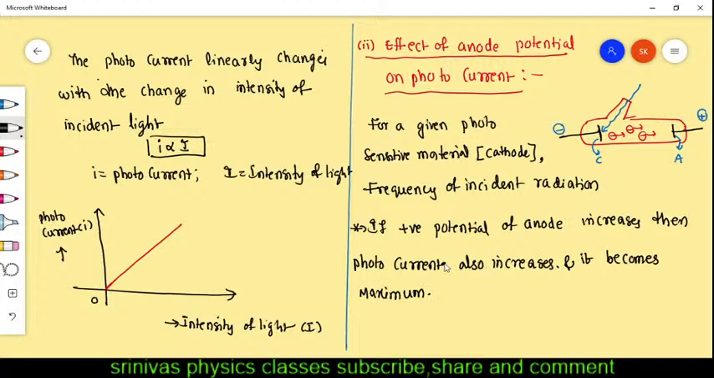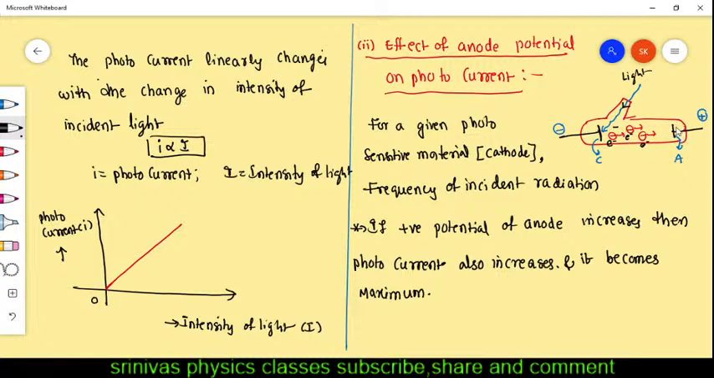Why does the current increase here? I will explain. See the diagram kindly. You can see the light is falling here, and when light falls here, the electrons are emitted. These are all the electrons, and some of the electrons may not have enough kinetic energy to reach and fall on the anode. What happens is they drop in the middle.